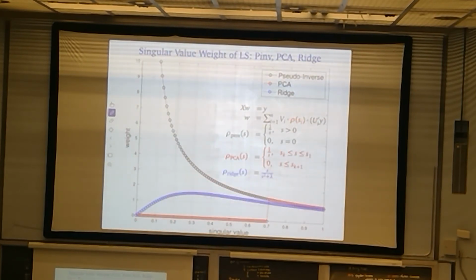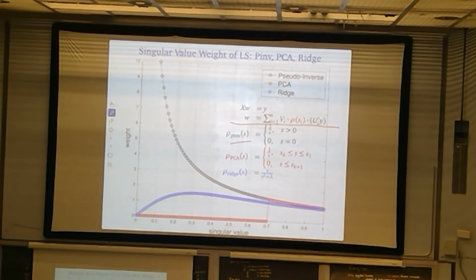Now, let's put them together. All the least square solutions take this form. All it does is modify the singular values. The singular vectors are intrinsic. Once you have the data matrix, there's nothing you can do. You can't touch that. The only thing you can transform is the singular values, and that's what it says.